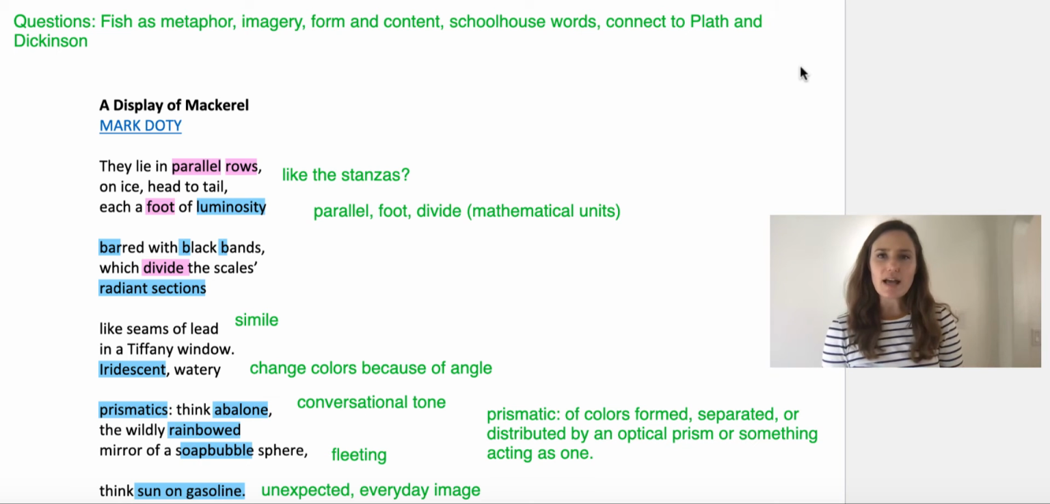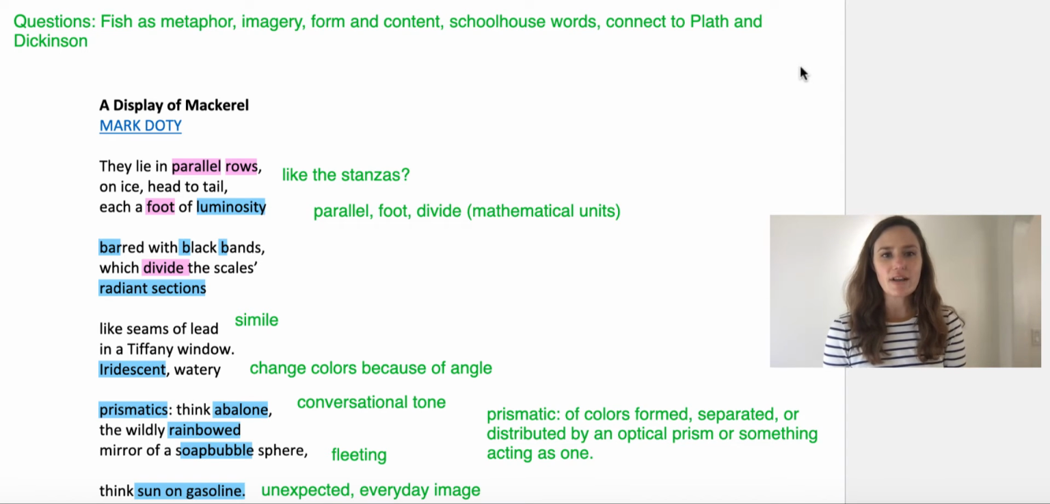Then I'd also like you to connect some of the themes of this poem to I'm Nobody, Who Are You, the Emily Dickinson poem that we read right before this one, and then also Mirror by Sylvia Plath, which also has a fish image at the end, but her fish is very different than the mackerel you see in this poem. So we'll try to discuss this and answer some of these questions along the way. Let's go through. I want to focus on a few key points in each stanza.